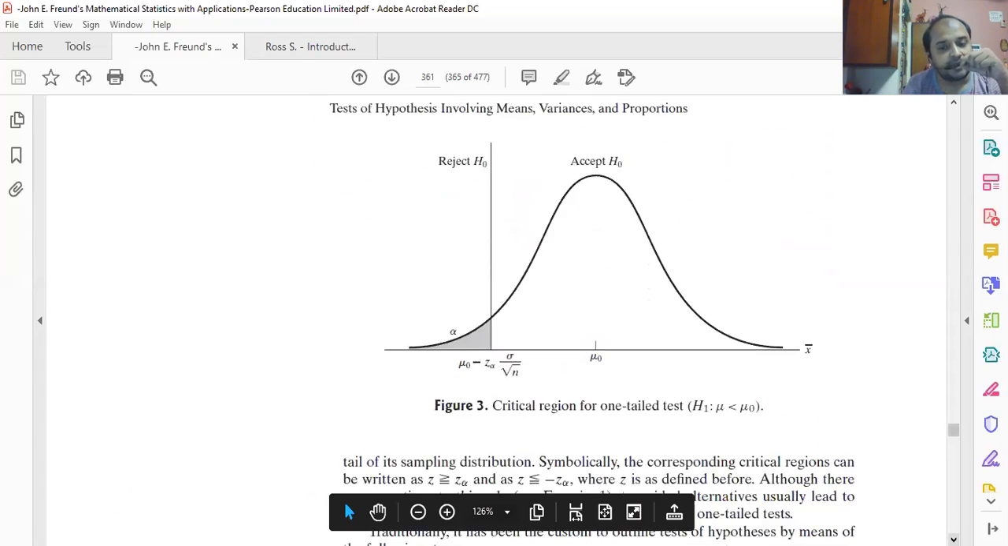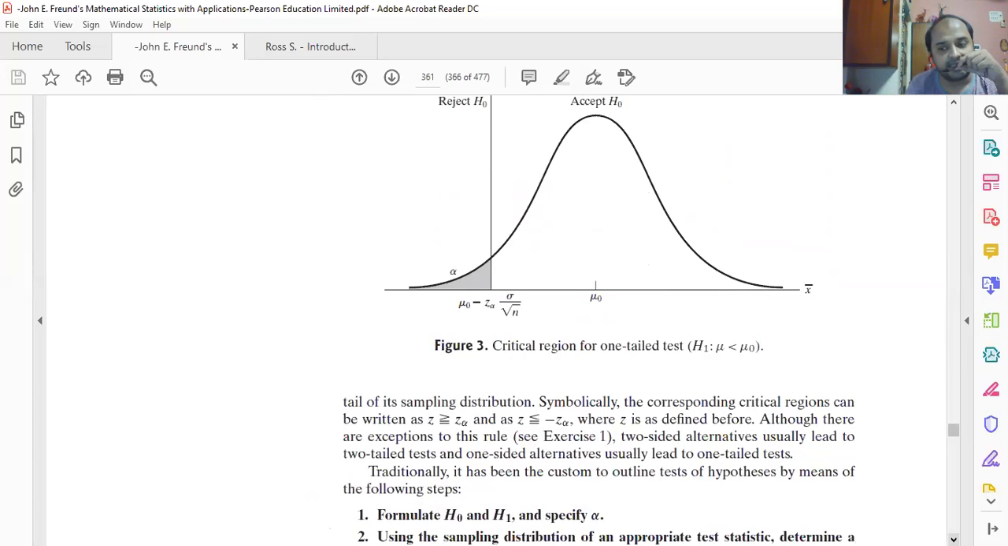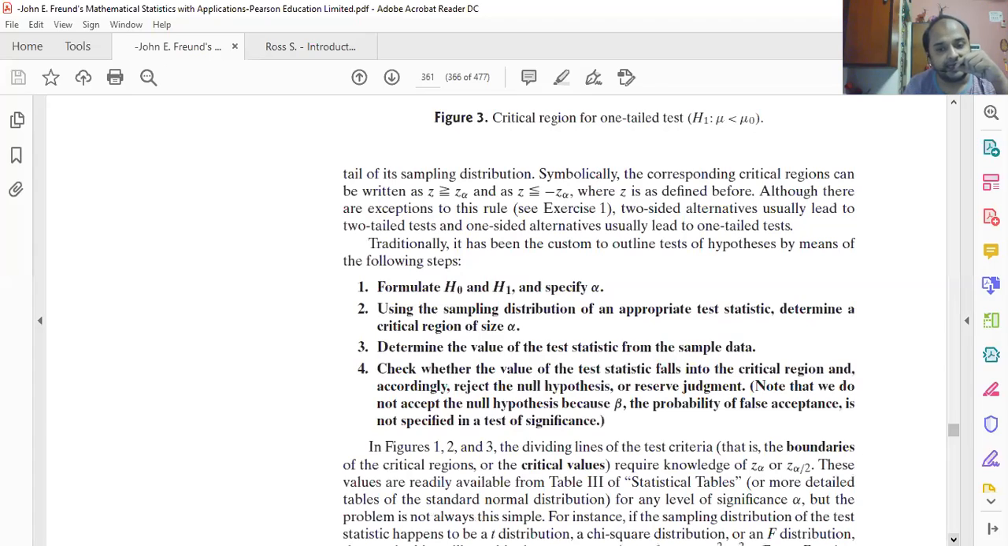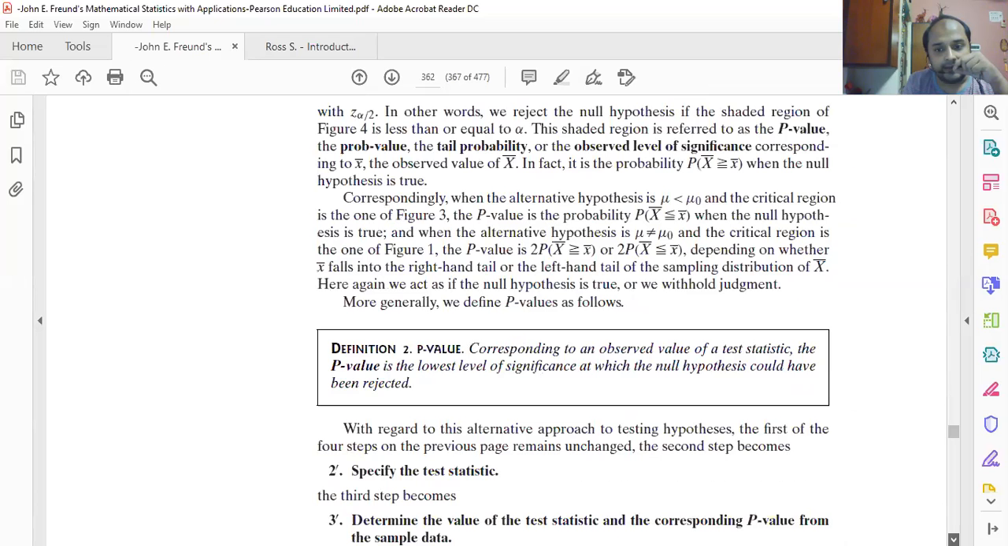So this thing has been mentioned. In my previous class, I considered Z alpha by 2 when we considered the two-tailed test, and in this other problem we considered Z alpha when we considered the one-tailed test. That is the reason why we considered two-tailed and one-tailed. Let us now come to this particular portion which is called p-value. What is p-value? Let us define p-value from here.